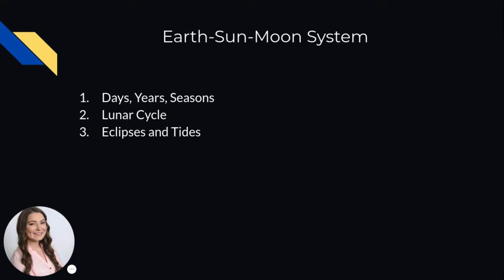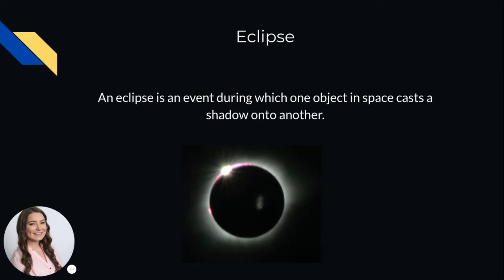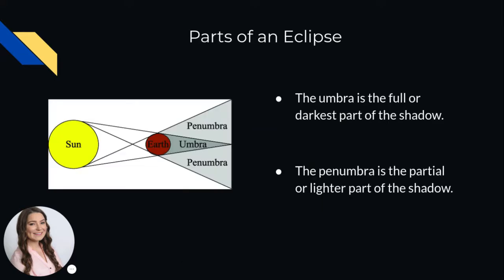So let's get started. An eclipse is an event during which one object in space casts a shadow onto another. There are two parts of the eclipse shadow, the umbra and the penumbra. The umbra is the full or darkest part of the shadow, and the penumbra is the partial or lighter part of the shadow.